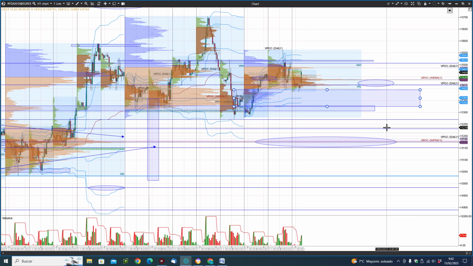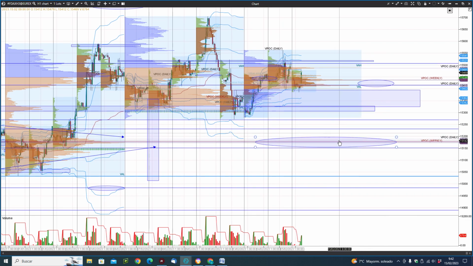Last step will be this high volume node, huge high volume node at 15,176.